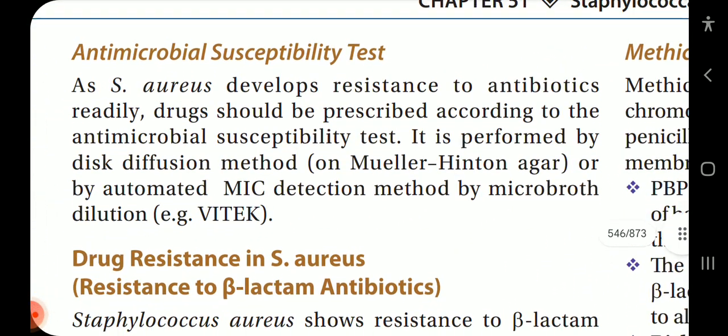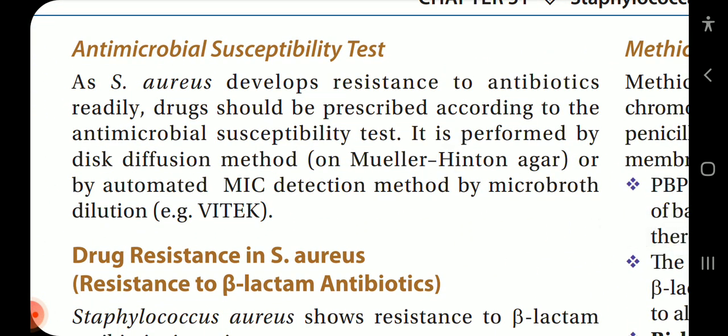Now, the antimicrobial susceptibility test. As Staph aureus develops resistance to antibiotics readily, drugs should be prescribed according to the antimicrobial susceptibility test.